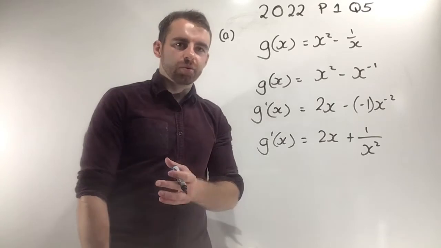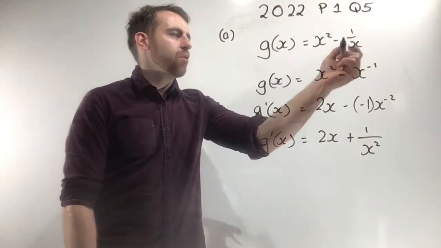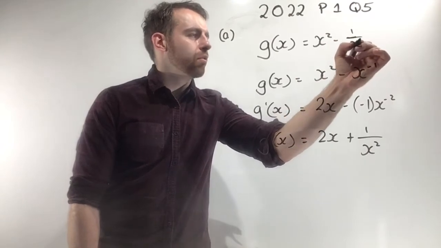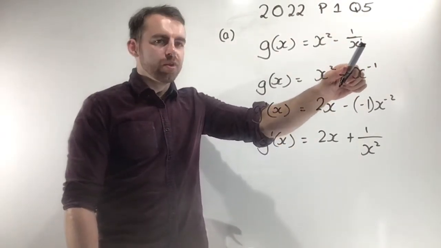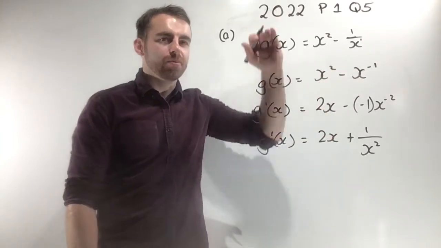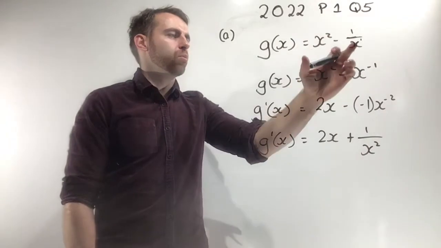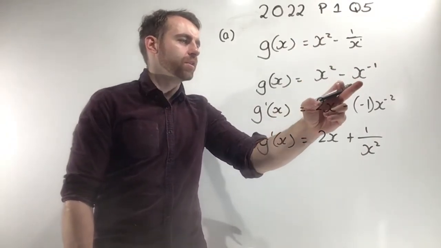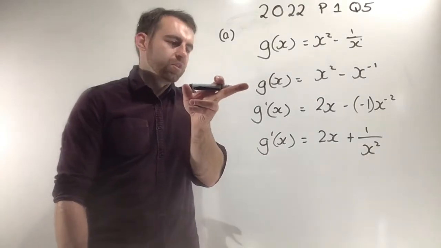What I recommend doing before you actually differentiate is rewriting 1 over x. Remember that 1 over x is 1 over x to the power of 1. And instead of having the x to the power of 1 on the bottom, you can put x to the power of 1 on the top and just change the sign of the power. So 1 over x to the power of 1 is the same as x to the power of minus 1. And when it's in this form, it's much easier to differentiate.